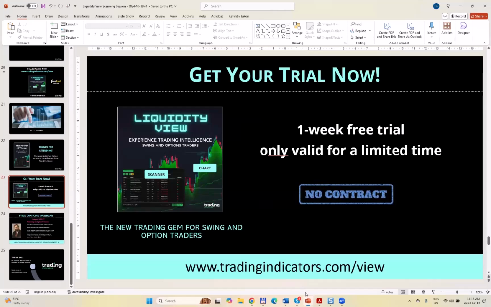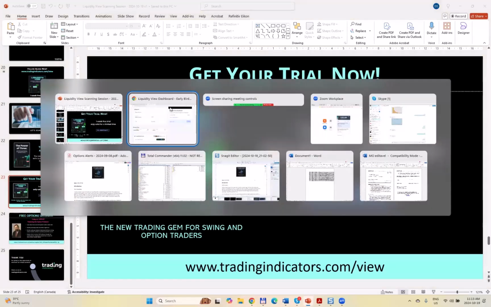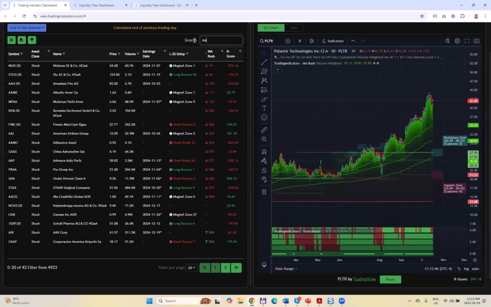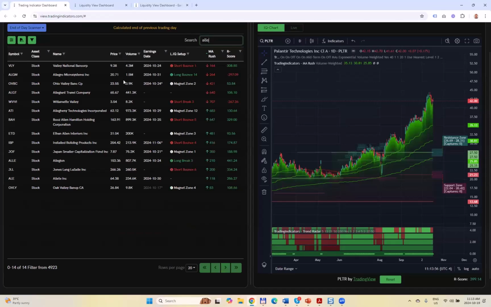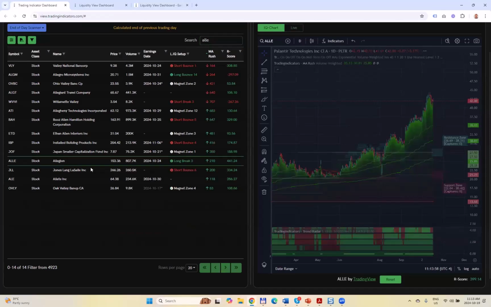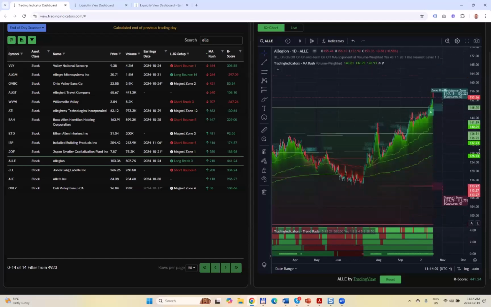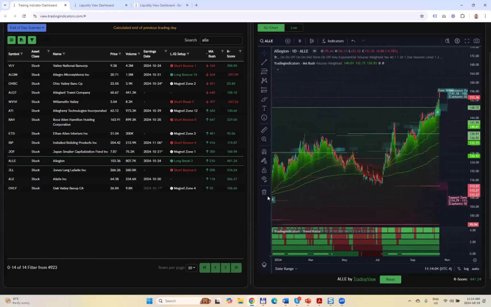Okay, so back to my dashboard. There we go. And Nicholas, remind me of that symbol one more time. Nicholas, what was the symbol again? It was ALLE, Daniel. AL. Okay, there we go. This one, Allegion. All right, long break. Okay, looks good. Bullish for 210 days.